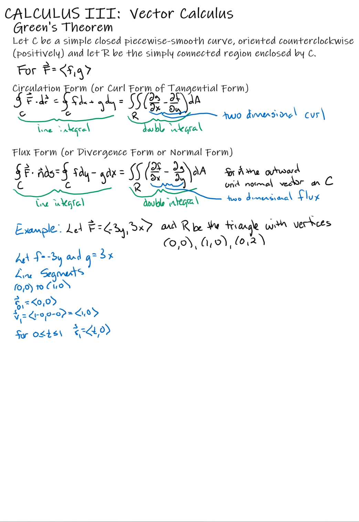Now, looking at the line integral, I'm going to need dr here. So let's go ahead and find that as we go through this. So r1 prime is (1,0). And now let's also figure out, well, what is f evaluated at r1? So remember what f is. Here's f evaluated at r1.